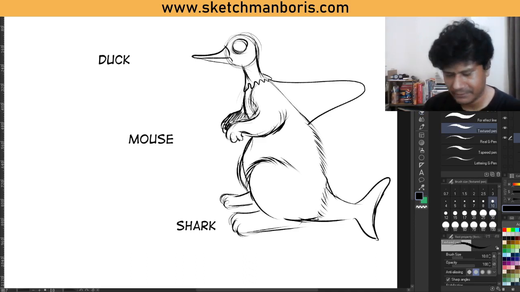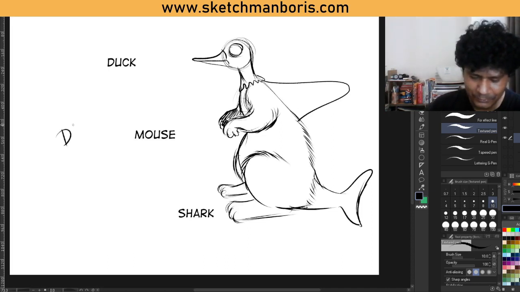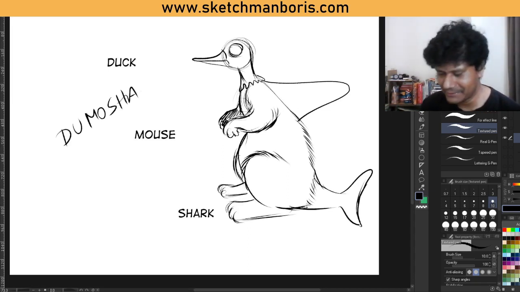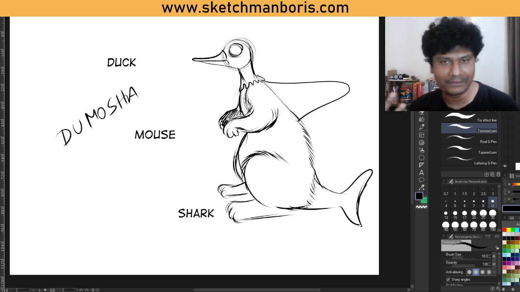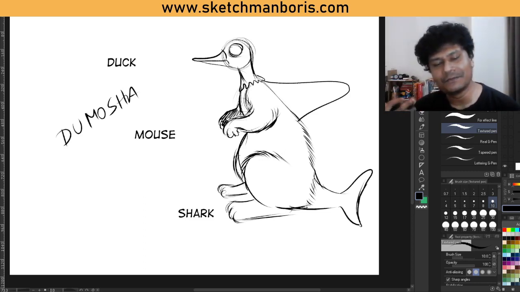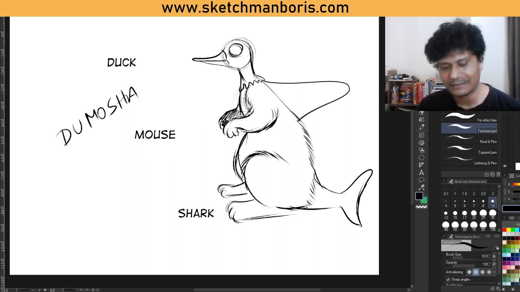I don't think I named the other creature, but anyway, let's name this one duck. He will be Dumosha, whatever. Anyway, we created three creatures, just combining three animals that already exist, and that's the part of imagination. Imagination doesn't come from zero, it comes from something that you already know, you've already seen, but the creativity is putting them together in different ways, in an interesting way, right? So that was the point of this demo, this workshop.